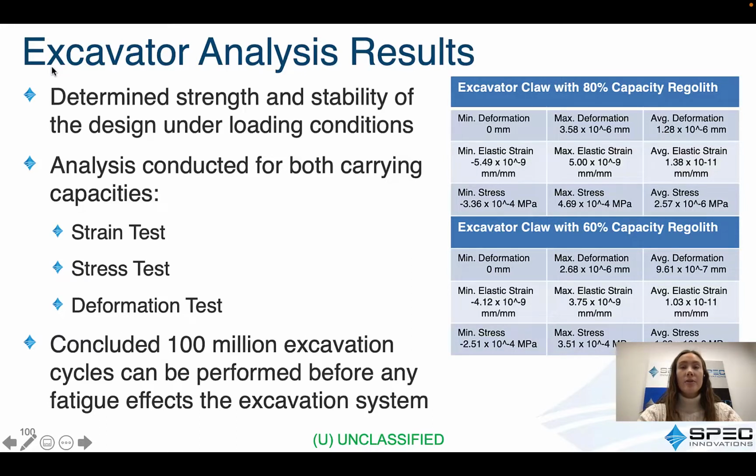Ansys Static Structural results determined 100 million excavation cycles can be performed before any fatigue will impact the performance of the excavator claw. Knowing this time to failure enabled a more accurate and reliable maintenance schedule and plan.